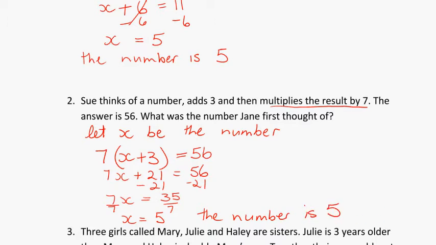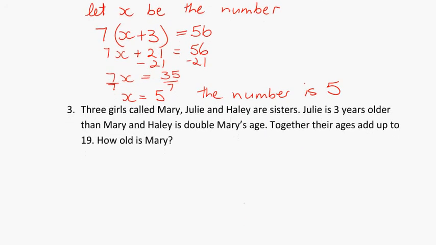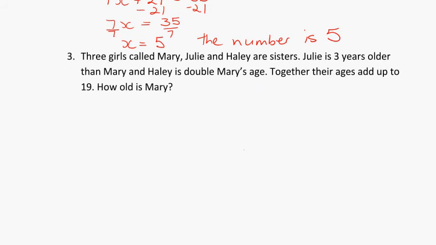Okay, a slightly different problem is when you have 3 variables that you have to write equations for. Well, one equation for three different variables. So 3 girls called Mary, Julie and Haley are sisters. Julie is 3 years older than Mary, and Haley is double Mary's age. Together their ages add up to 19. How old is Mary? So we're going to the end here and we're going to say let x be Mary's age.